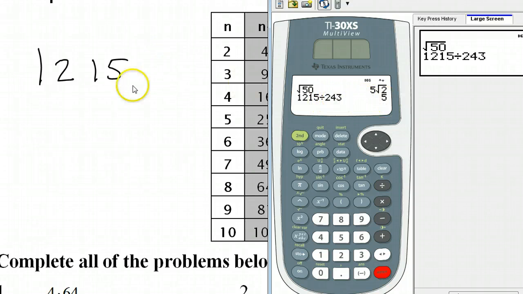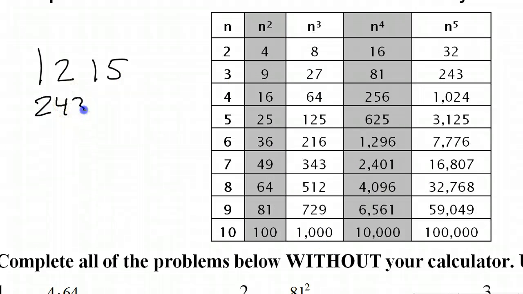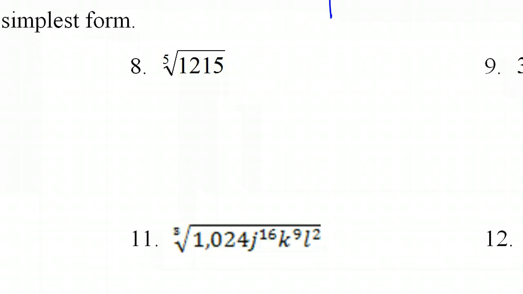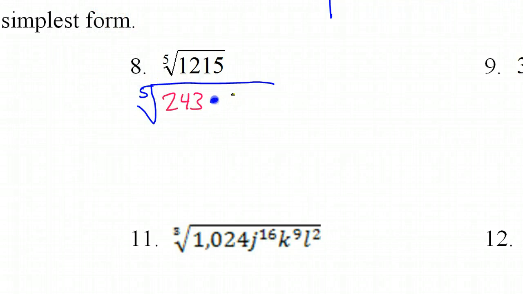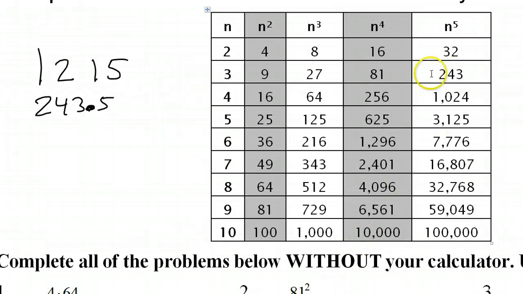243 times 5 is the same thing as this number. So keep that in mind, 243 times 5. So this will be the same thing as the fifth root of 243 times 5. I highlighted the 243 because I can take the fifth root of that. The fifth root of 243 is 3.